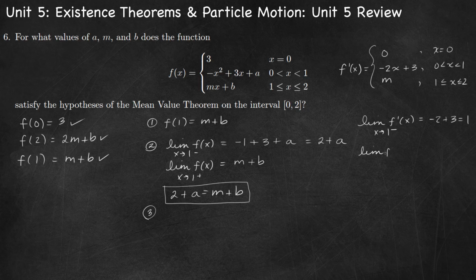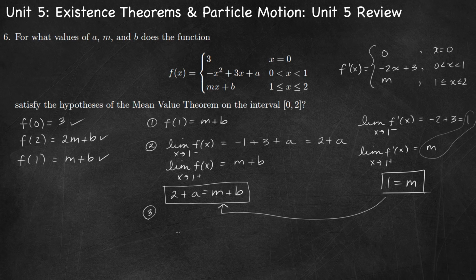If I evaluate the limit of f prime as x approaches 1 from the right, I'm in the bottom piece, I just get m. And in order to be differentiable, these two limits have to equal each other. So 1 must equal m. Well, that's nice. Now I know the value of m, and I can substitute that in over here. So I have 2 plus a equals 1 plus b.